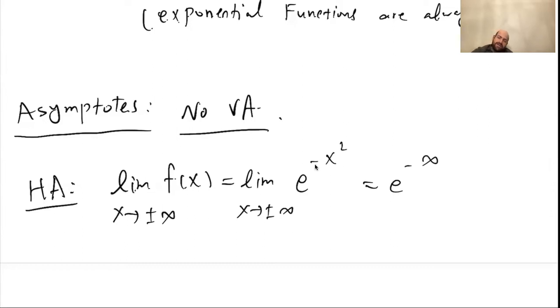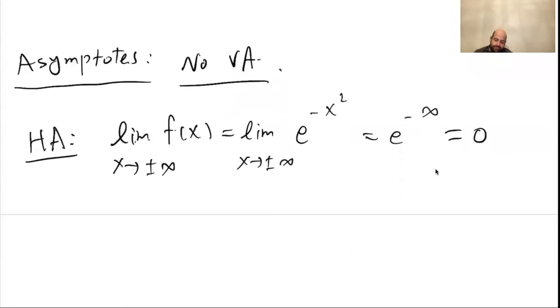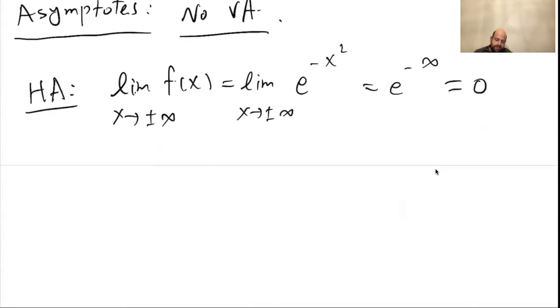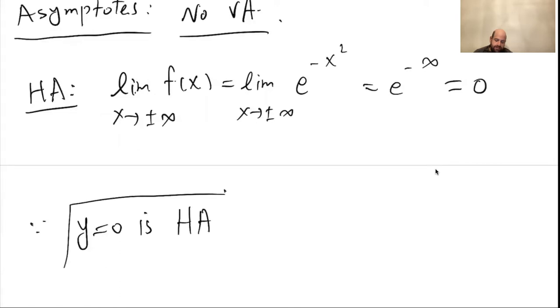But there is also a minus in front. So this x squared will be infinity, whether x is infinity or minus infinity, but there is a minus in front. So the answer will be e to the power minus infinity in any case. e to the power minus infinity means 0. So the limit of f of x, x approaches infinity and minus infinity, is 0. So that means y equals 0 is our horizontal asymptote.